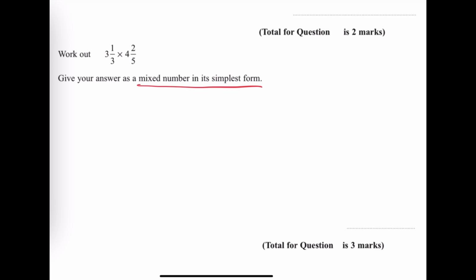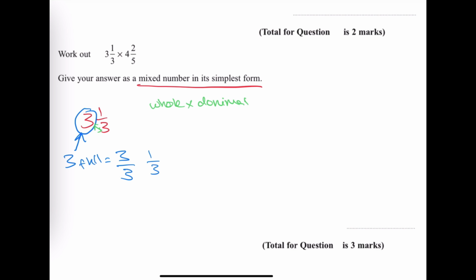Convert this back into mixed form. So that 3 in the beginning just means that this is 3 full of 3 over 3, and then you had 1 over 3 left. So how we put it back into mixed form is you do the whole number times the denominator, and then you add that to the numerator. So 3 times 3 is 9, and you add 1, so then it'll be 10, and it will stay over the same denominator.